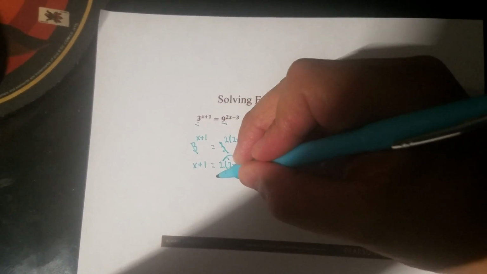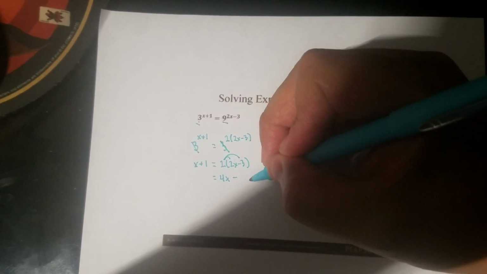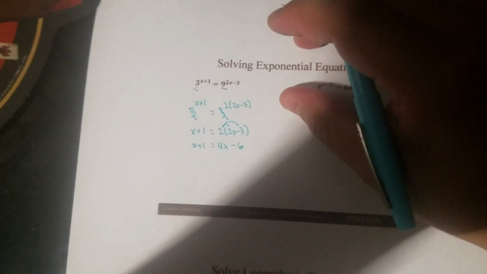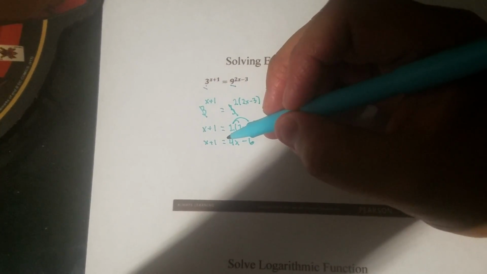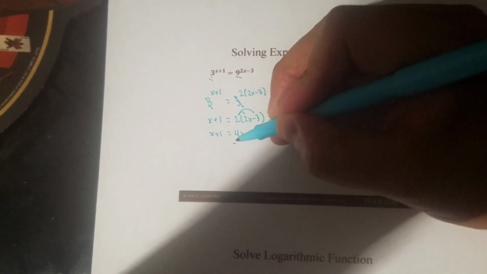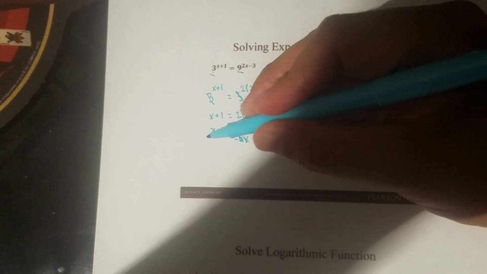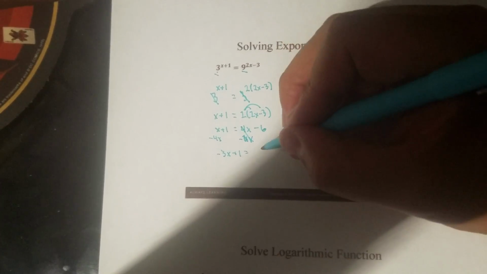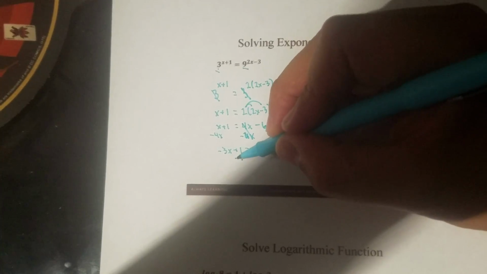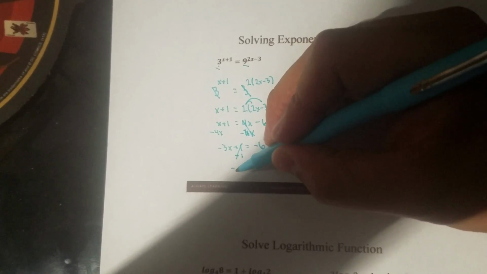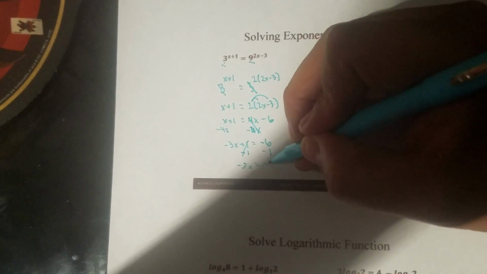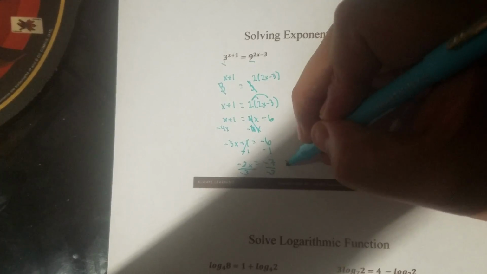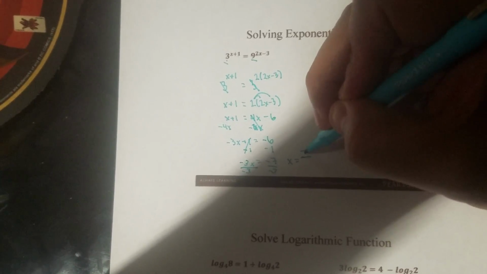So I'll distribute this. This is 4x minus 6. x plus 1 over here. So I'll put all the x's over here. So minus 4x, minus 4x. So x minus 4x is negative 3x plus 1 equals negative 6, minus 1, minus 1. So negative 3x equals negative 7. Divide by negative 3. So x equals, the negatives cancel out, 7 over 3.